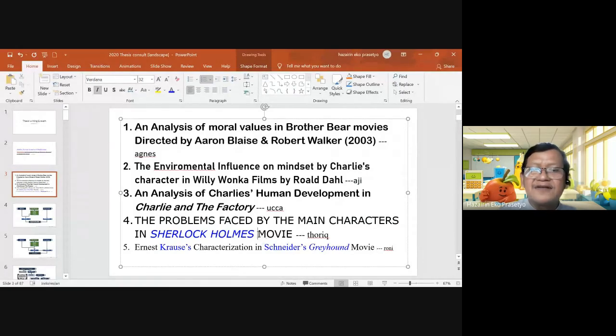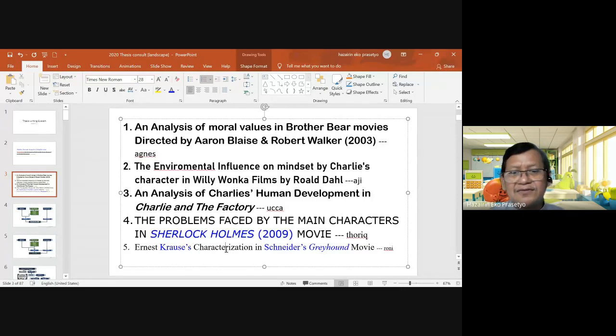It's also necessary to put this if, for example, there are different versions of a movie. Because Sherlock Holmes was produced in 2009 and then years later it was produced again. So there were Sherlock Holmes 2009 and Sherlock Holmes 2011. But Greyhound is the only movie and the director is Schneider. This is how to write the correct title of the movie, Schneider's Greyhound, because there might be another Greyhound movie directed by another director.